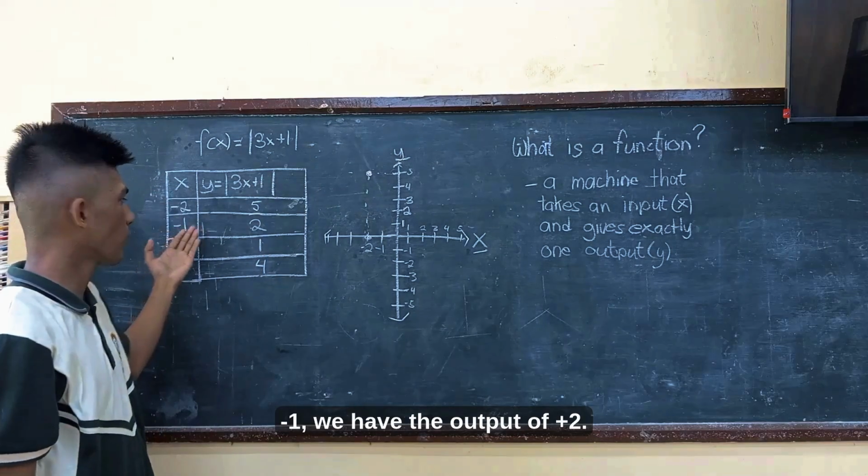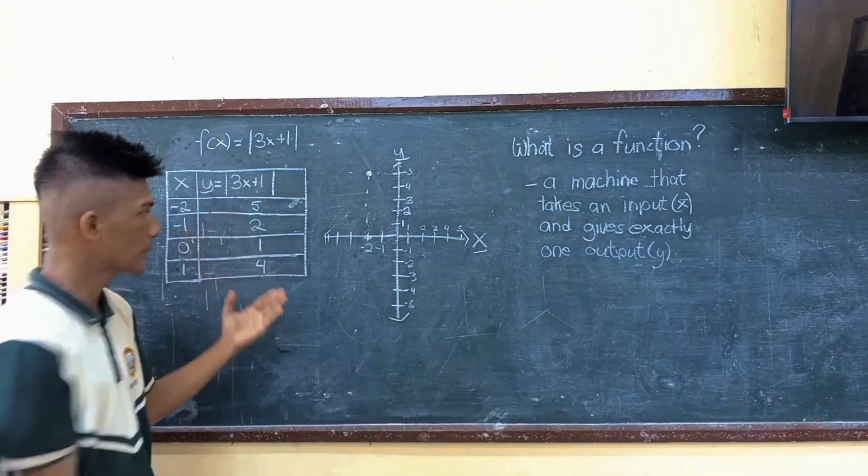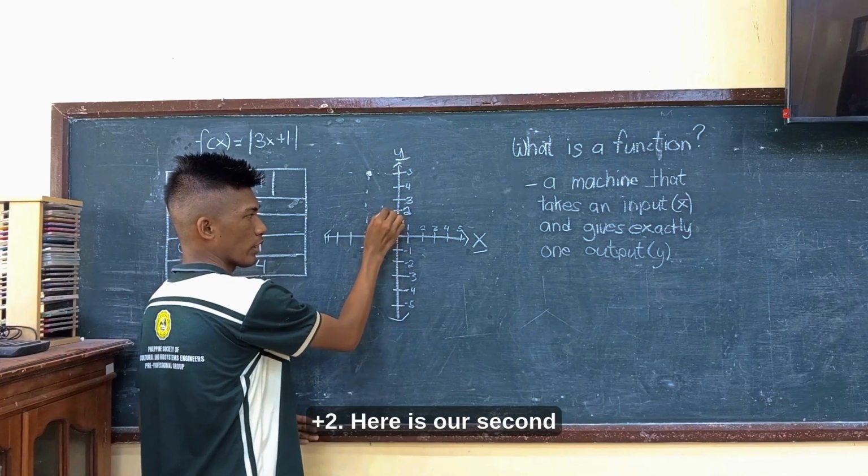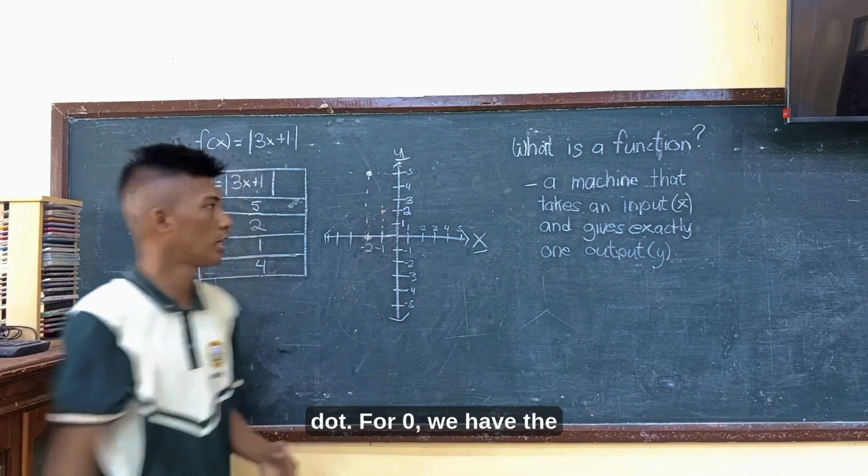For negative 1, we have the output of positive 2. Here is our second dot.